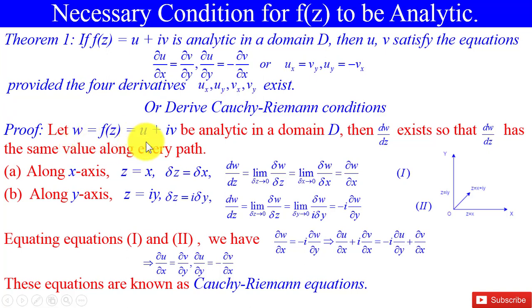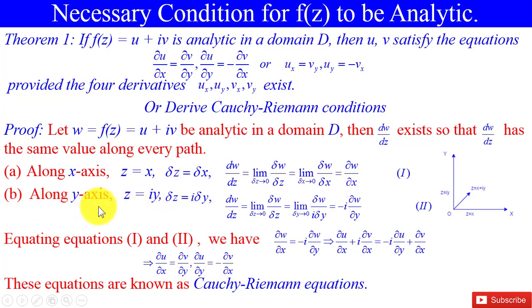Proof. Let w = f(z) = u + iv be analytic in a domain D. Then dw by dz exists. Show that dw by dz has the same value along every path. Let z = x + iy. Then along the x-axis z = x, because in this case y = 0. So delta z = delta x. dw by dz = limit delta z tends to 0 of delta w by delta z = limit delta x tends to 0 of delta w by delta x = del w by del x.